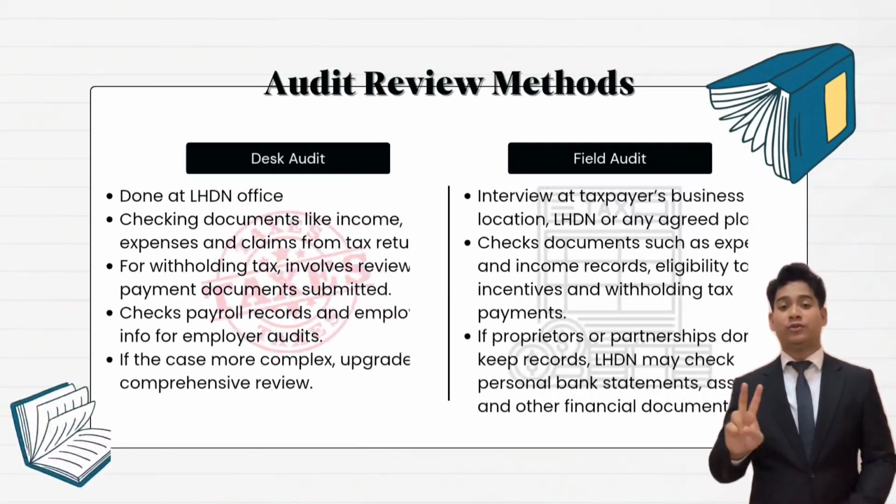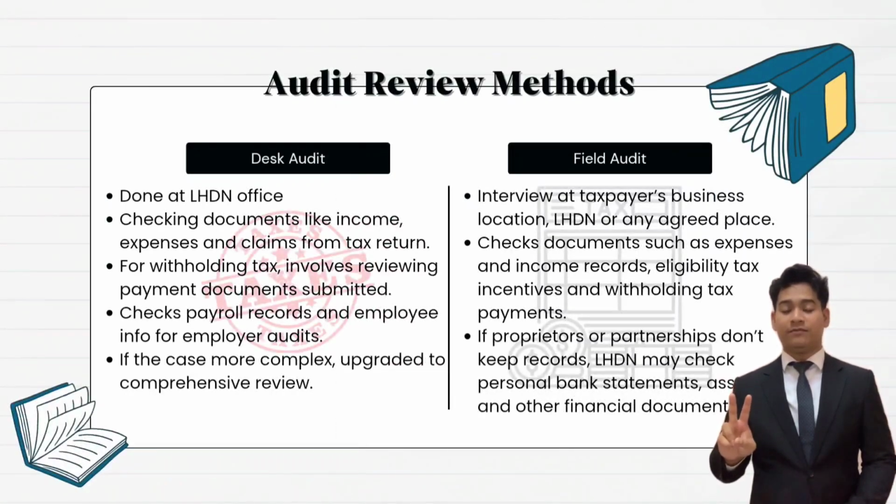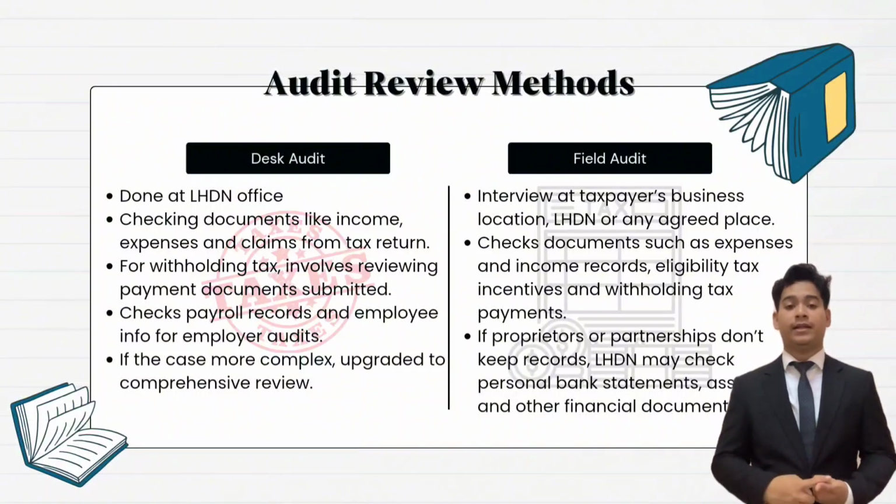Finally, there are 2 types of audit review methods. First one is desk audit. It is done at the LHDN office. It involves checking documents, income, expenses, and claims from the tax return. For withholding tax, it involves reviewing payment documents submitted. It checks payroll, records, and employee info for employer audits.